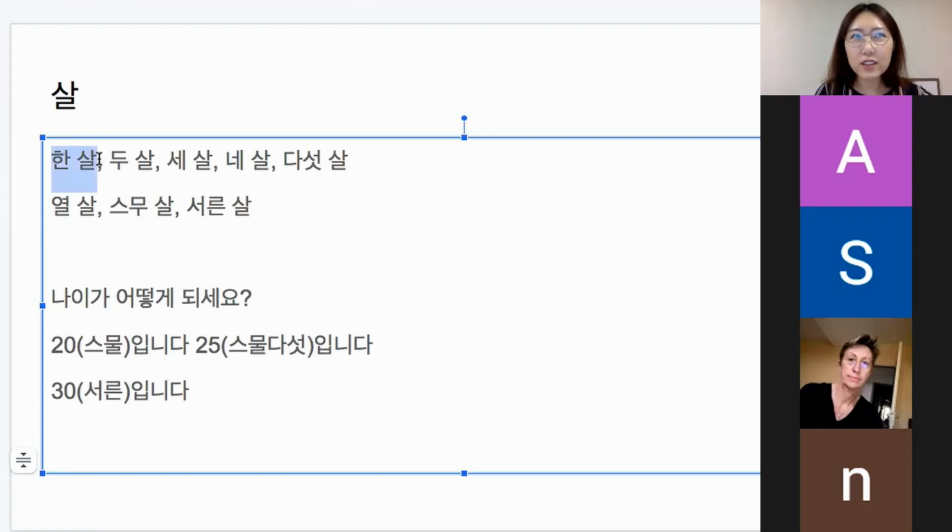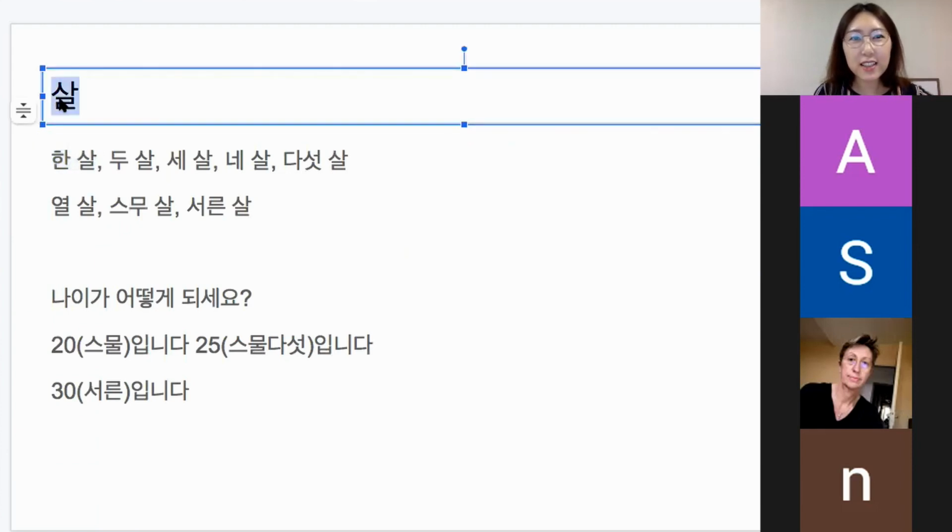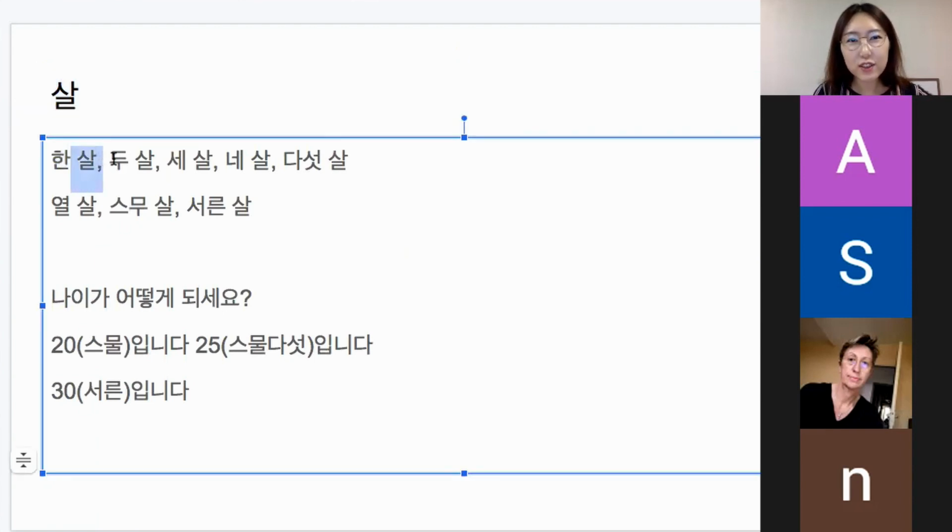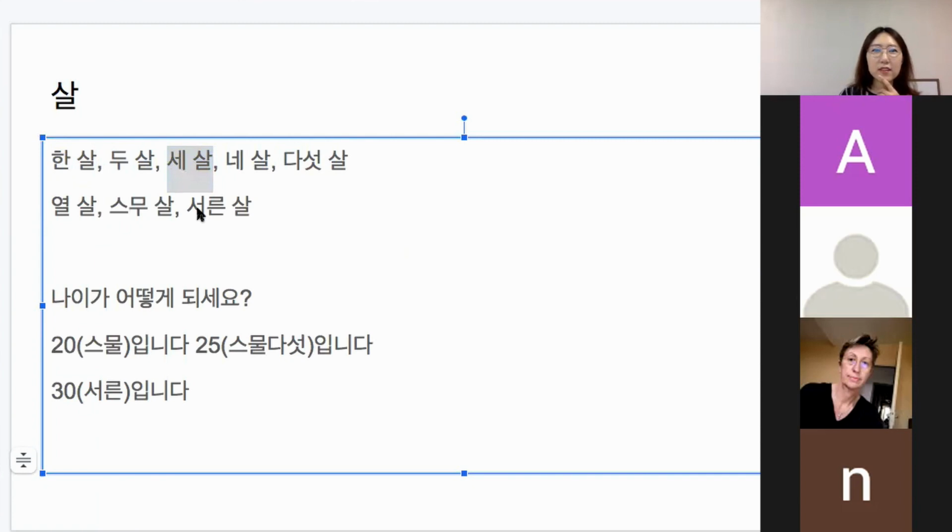For counting the age, we add 살. 한 살, correct. 두 살, 세 살, 네 살, 다섯 살. For the year, 1 year old, 2 years old, 3 years old. 한 살, 두 살, 세 살, 네 살, 다섯 살. 1살, 2살, 3살, 4살, 5살. Yes, correct.